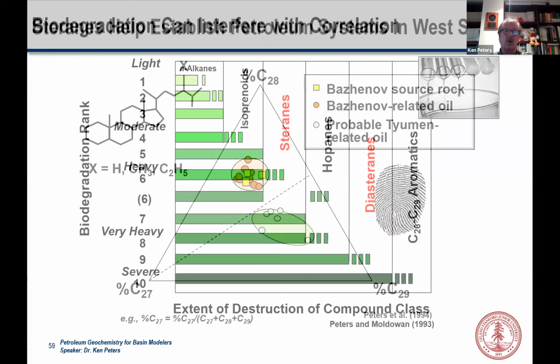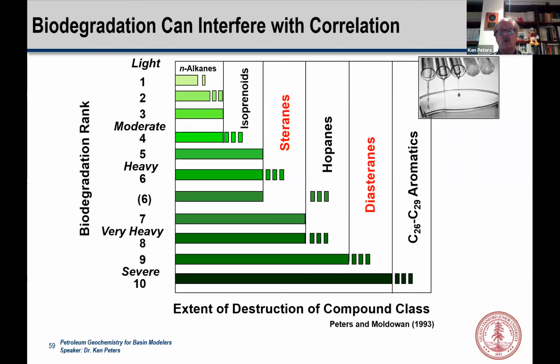Well, this is an important figure to keep in mind when you look at correlation data. Biodegradation can certainly interfere with correlations. Remember I showed you those gas chromatograms where the n-alkanes were gone, the isoprenoids were gone. Well, this shows the extent of destruction of each compound class. You can see they show variable resistance to biodegradation. This is a very non-linear scale here. It's a 1 to 10 scale.